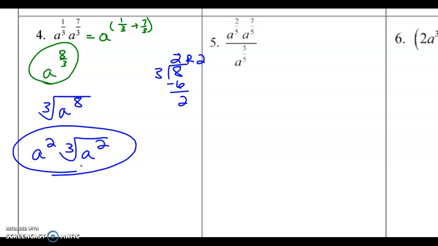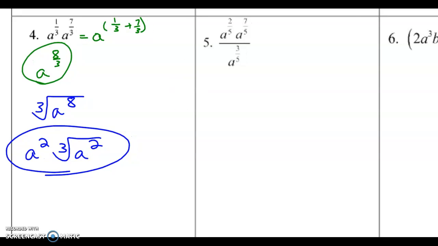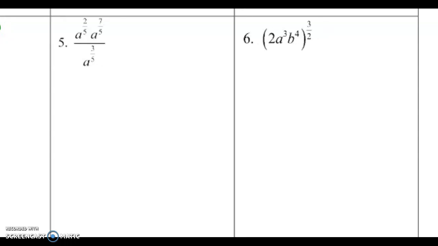Okay? All right, let's look at number 5. A to the 2/5 times a to the 7/5 over a to the 3/5. So let's first multiply the tops. So we're going to add the exponents since we're multiplying those a's there. So a to the 2/5 times a to the 7/5 would just be a to the 9/5. Okay, so over a to the 3/5.